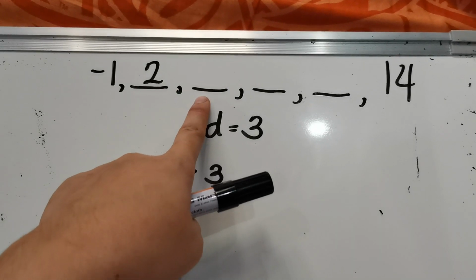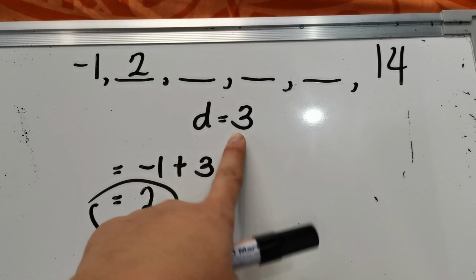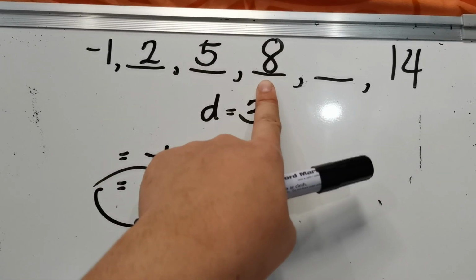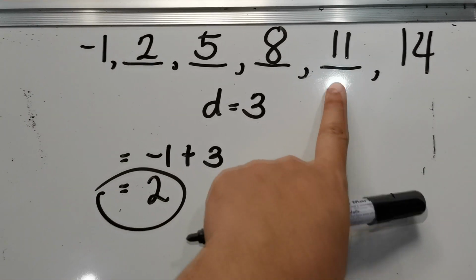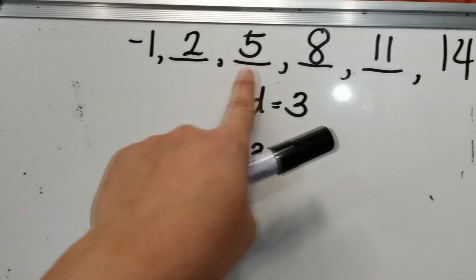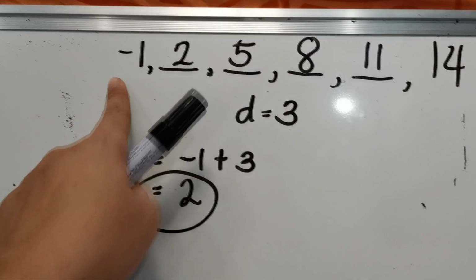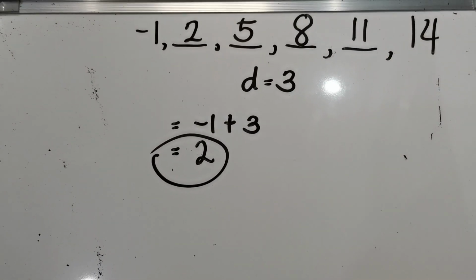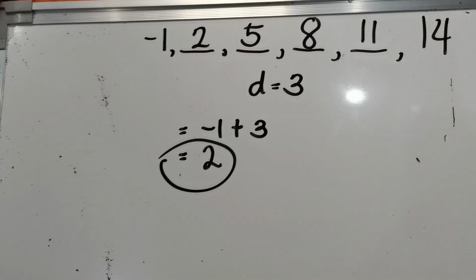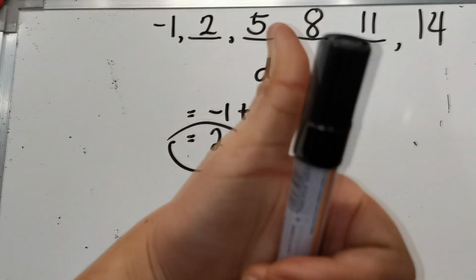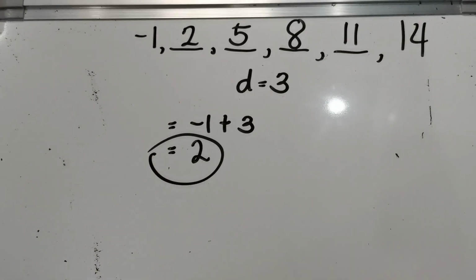Now, what about the third term? Just add the fixed number 3. So, 2 plus 3, we have here 5. Plus 3, we have 11. And then plus 3, let's check. The answer is 14. So, therefore, these are the 4 arithmetic means between negative 1 and 14. Again, magre-rely lang din tayo sa formula natin ng arithmetic sequence. Just derive the answer para mahanap natin yung common difference. Naintindihan ba? Very good. Let's try different exercises.